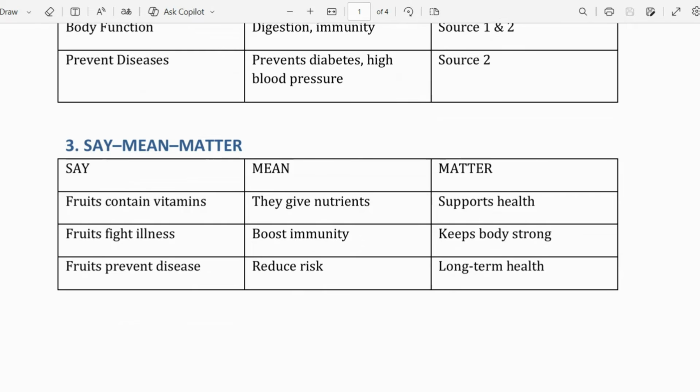And the third step now is to do our say-mean-matter chart. I'm not sure if you're learning this at school, but on Friday we're going to be looking at 2 pre-writing strategies, which are to gather the evidence from the sources and to do the say-mean-matter chart. You don't want to miss that. Hopefully we'll get to go through it in detail.